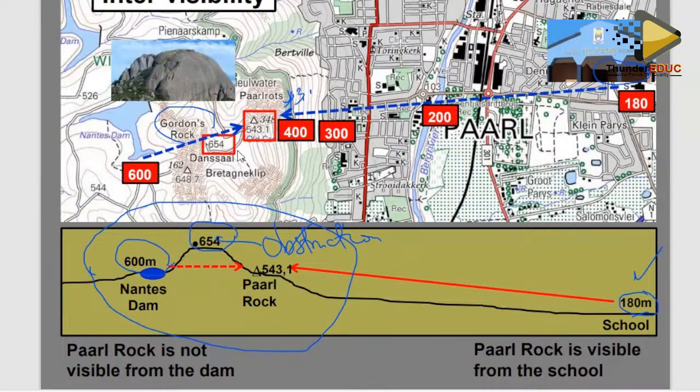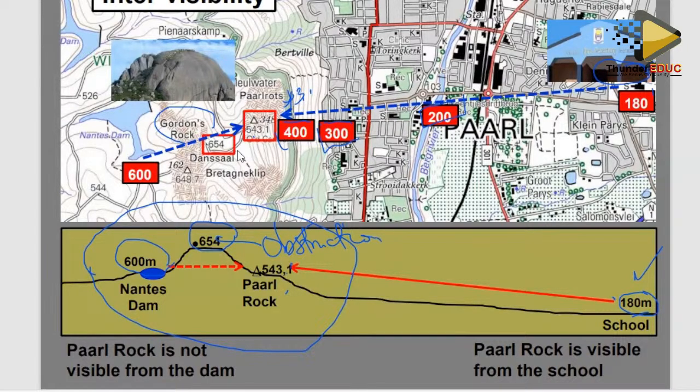the heights crossing this, all these heights, they are not exceeding 543.1, which is the height of our Pearl Rock here. There is a height of 200 meters indicated here, which is less than 543. And also there is a height of 300 meters here. There is a height of 400 meters here. All these heights, they are not up to 543, which means there is no obstruction between the school and the Pearl Rock, like what is indicated here by this line.